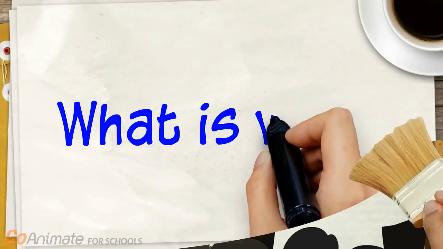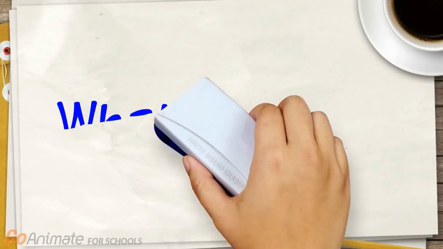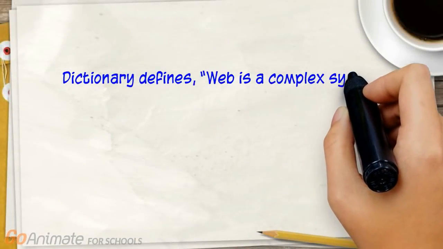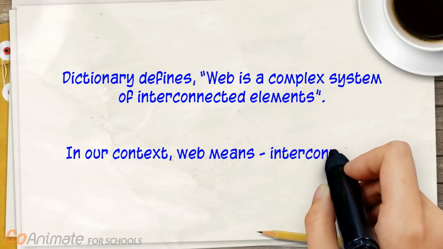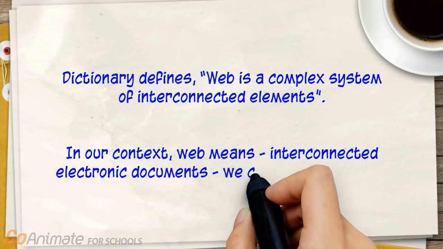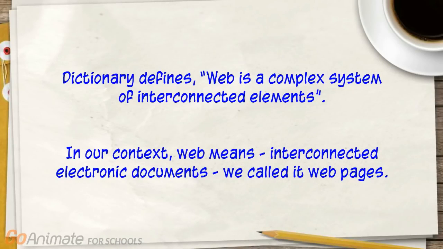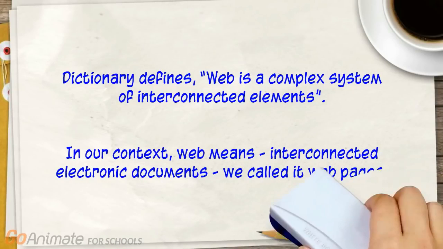Let's learn what is web. Dictionary defines, web is a complex system of interconnected elements. In our context, web means interconnected electronic documents. We call them web pages.